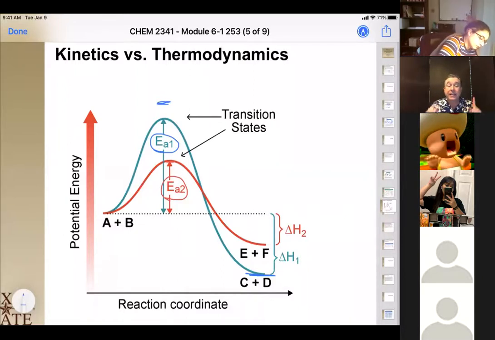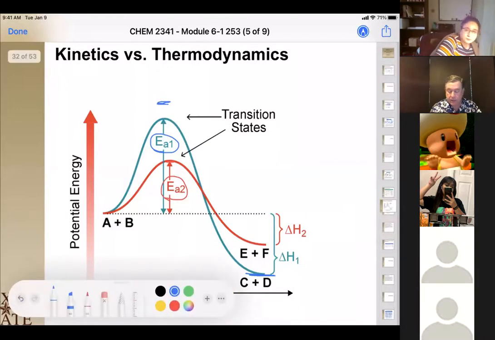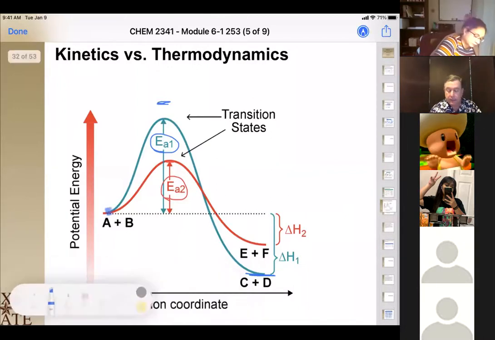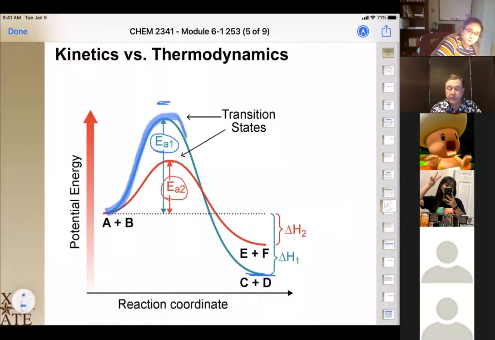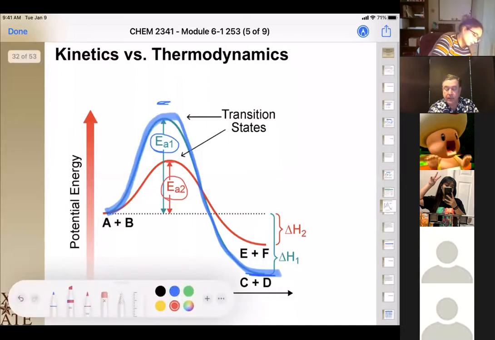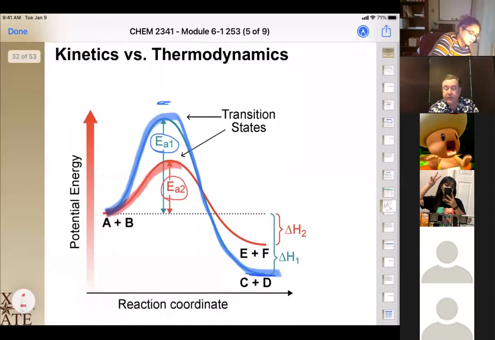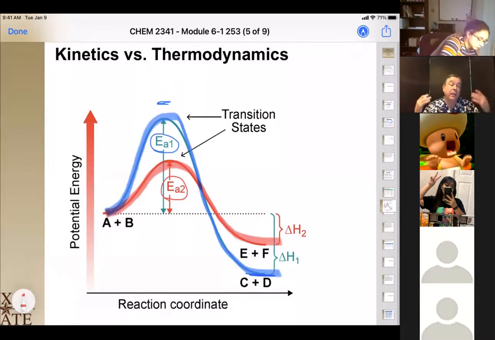So in this case, the blue line is thermodynamically favored, but kinetically not favored. The other reaction is faster, but this reaction creates more stable products. But the red line here is kinetically favored, but thermodynamically not favored because the products are not as stable as with the C and D products. So we have a competition between kinetics and thermodynamics in this particular state.